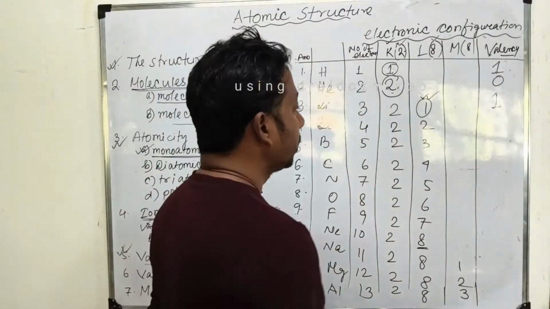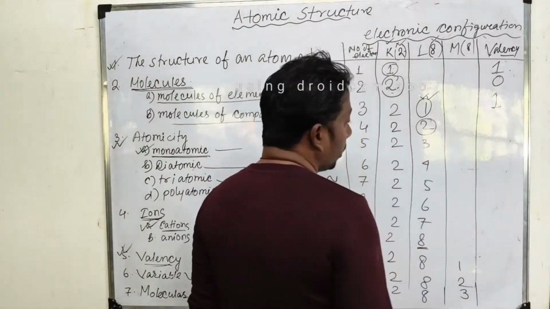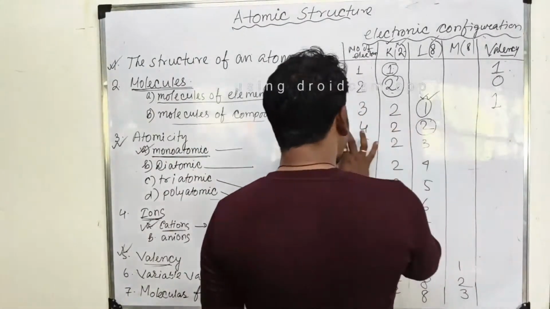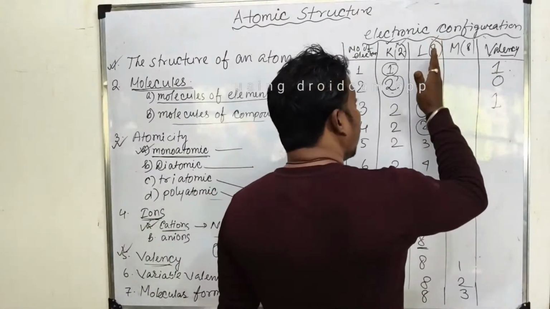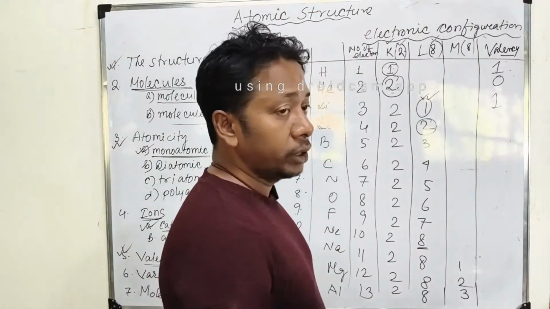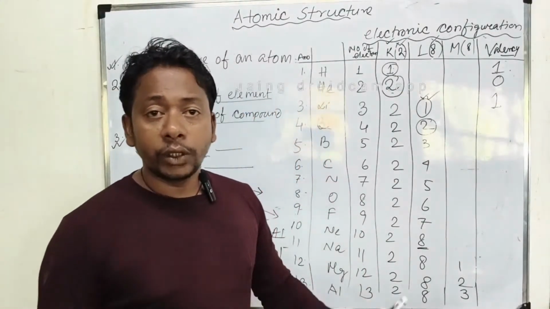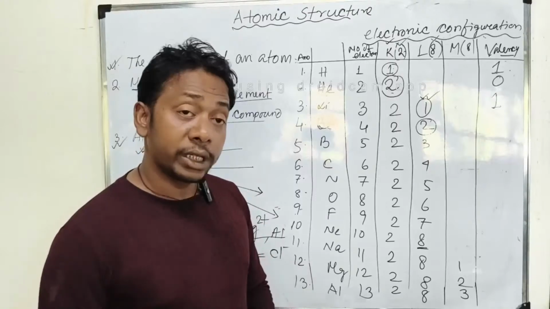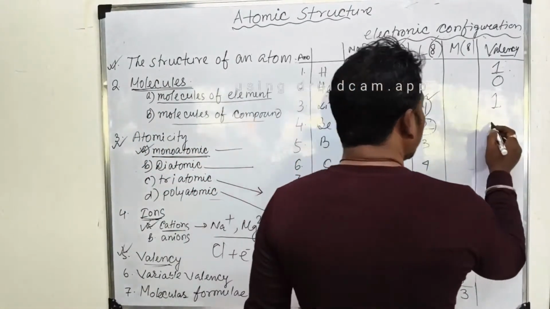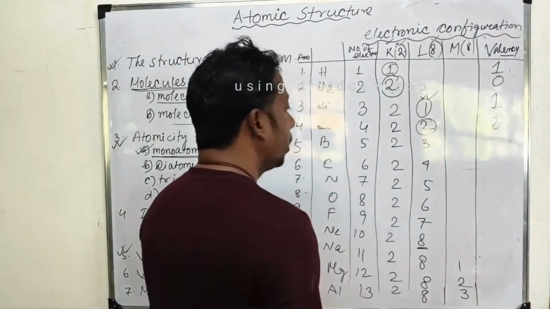In the case of beryllium, the outermost shell contains 2 electrons. If this atom wants to fulfill the octet, it needs 6 more electrons. Very much energy is needed to acquire 6 more electrons, but it is easy to release 2 electrons. So the valency is 2.